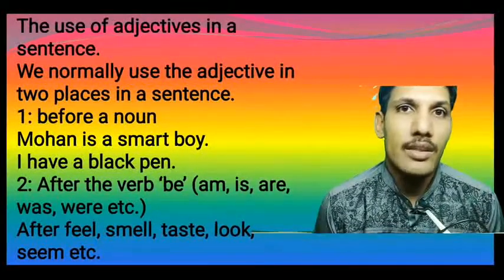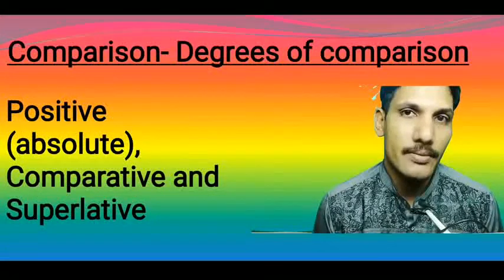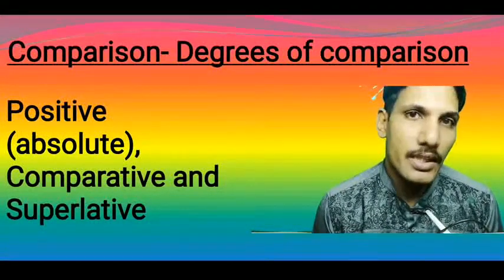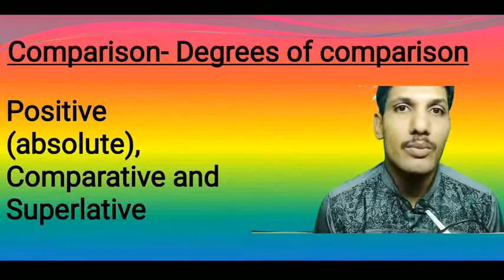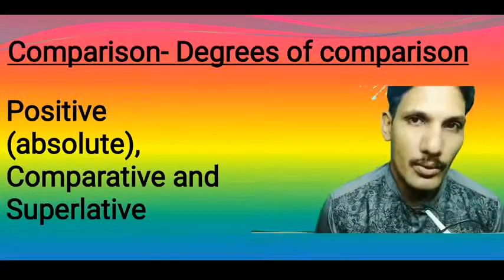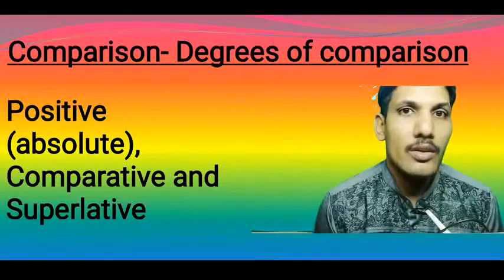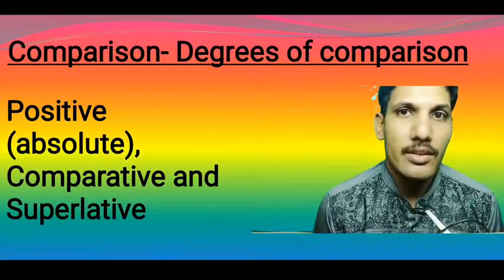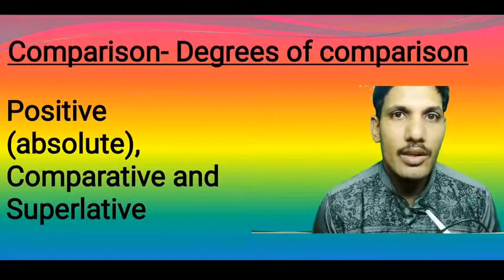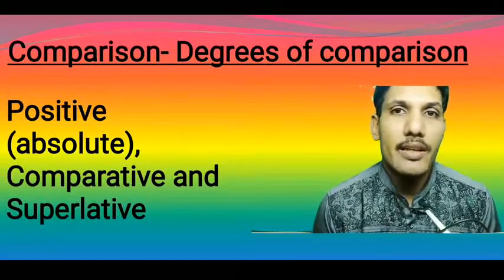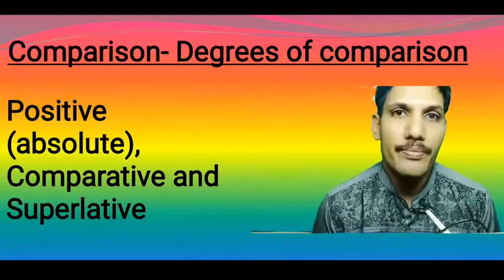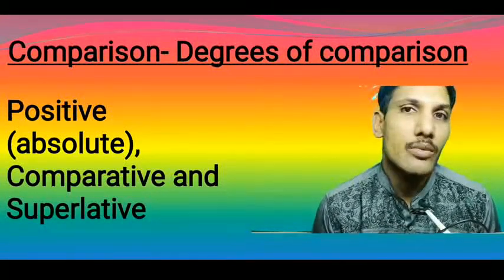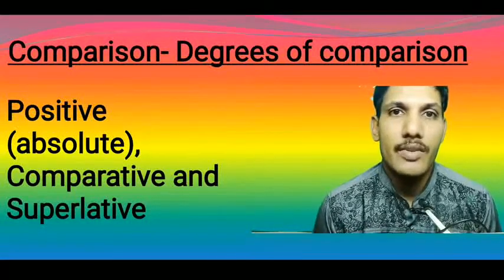Now let us recall the degrees of comparison. You have learned positive degree, comparative degree, and superlative degree in book 4. For example, tall, taller, tallest. Here, tall is the positive degree of the word tall and taller is the comparative degree of the word tall.